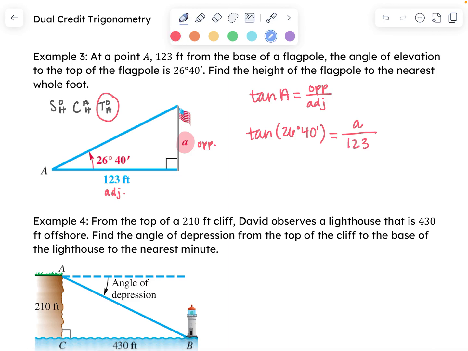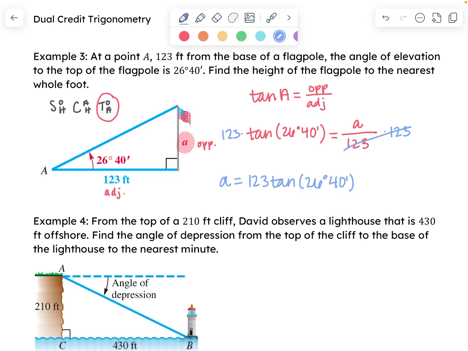To get A by itself, I'm going to multiply both sides by 123. So A is equal to 123 tangent of 26 degrees and 40 minutes. I can plug that into my calculator. And remember, it says find the height of the flagpole to the nearest whole foot. So my calculator is going to spit out 61.77-ish. So to the nearest whole foot would be 62 feet.